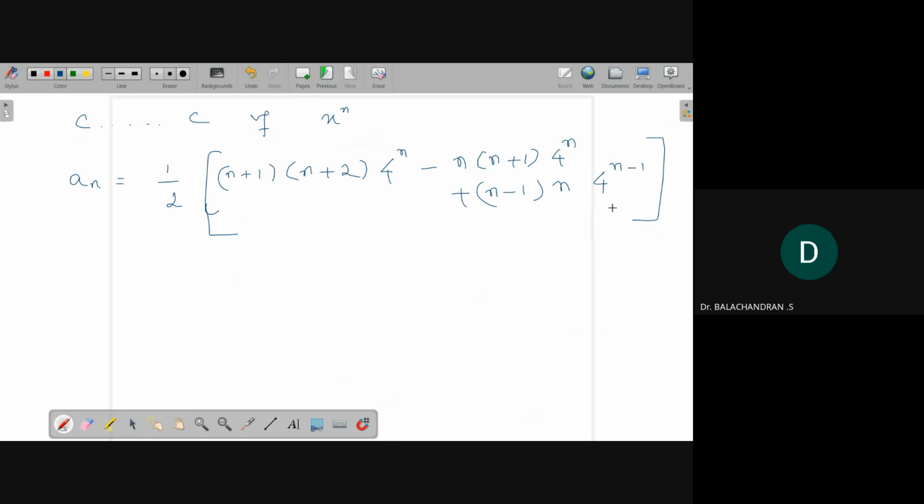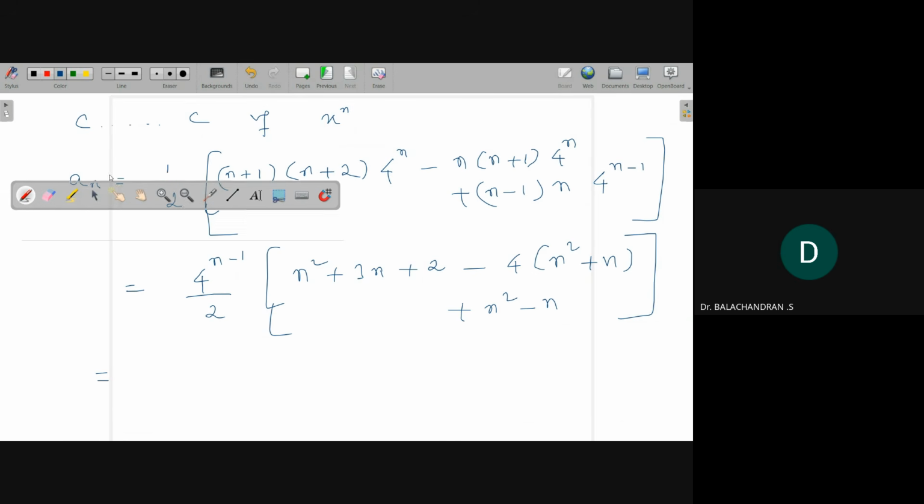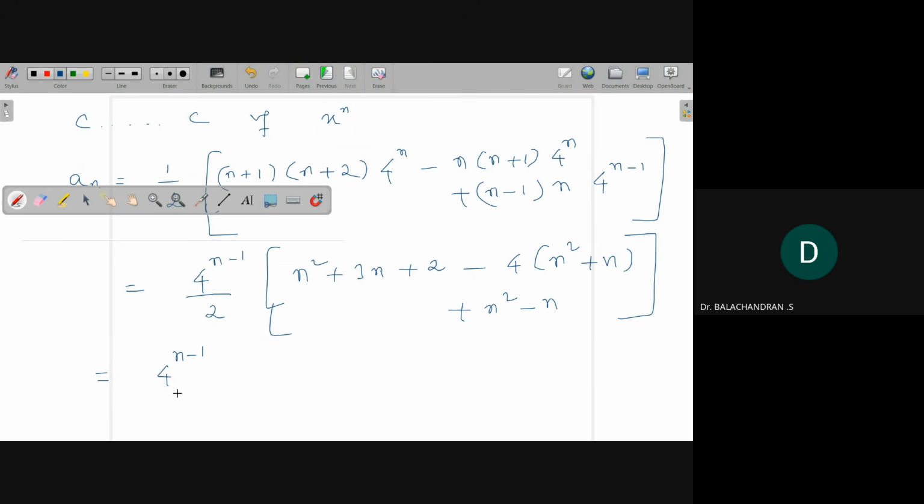Now, what is common here? 4 power n minus 1 is common. Take it out, by 2, n square plus 2n plus n, 3n plus 2, minus 4 into n square plus n, and then plus n square minus n. So simplify further, a_n equal to 4 power n minus 1 by 2.